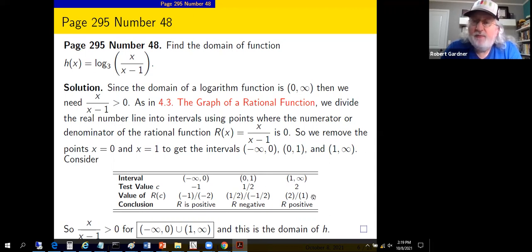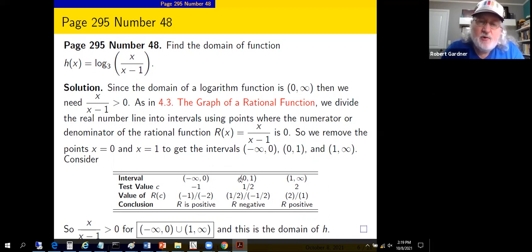We'll get an output value of positive 2, and we have positive throughout this interval. So we have to exclude 0 because that would involve a logarithm of 0, and we can't do that. We exclude 1 because that would involve division by 0, and we can't do that. And we exclude the interval from 0 to 1 because that would involve logarithms of negatives, and we can't do that. So we were looking for where r of x is positive, where that quotient function is positive.